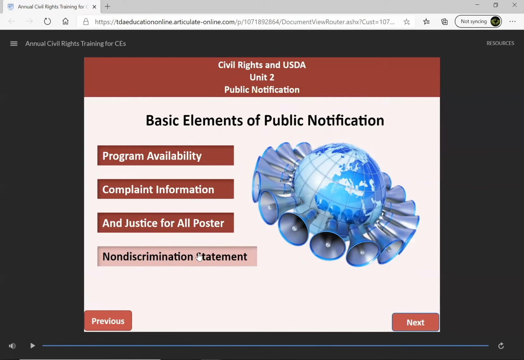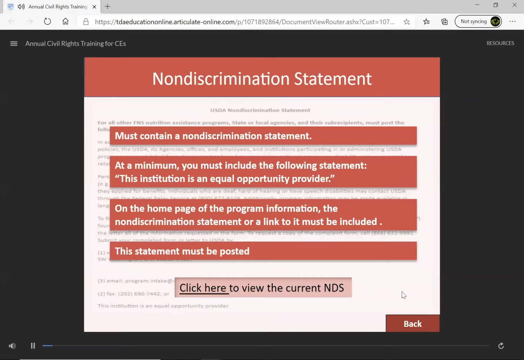Non-discrimination statement. All information materials and sources, including websites, used by USDA, TDA, CEs, or other subrecipients to inform the public about USDA programs must contain a non-discrimination statement. If the material is too small to permit the full statement to be included, the material must, at a minimum, include the following statement and be in print no smaller than the text of the document. This institution is an equal opportunity provider.